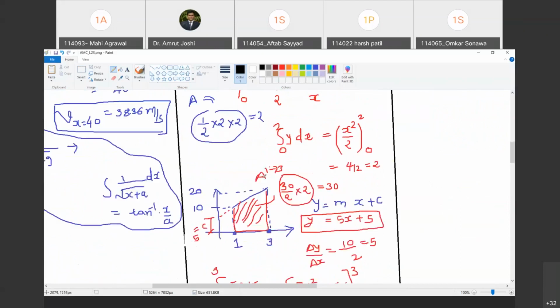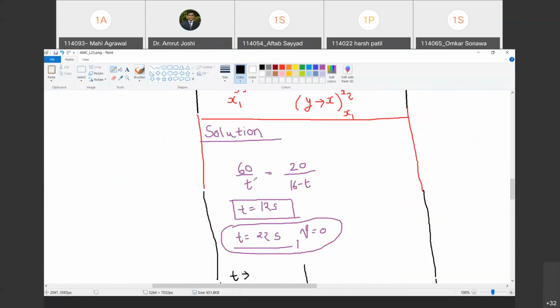And then what is the similarity of triangle that we write? 60 upon t star and 20 upon 16 minus t star. That gives me the value of t star as 12 seconds. So what is the time t at which velocity becomes 0? It is 22 seconds. Are you with me?